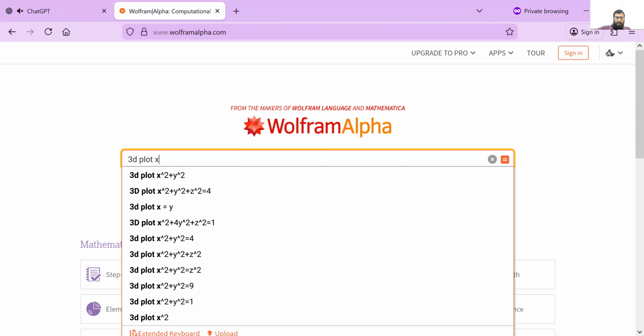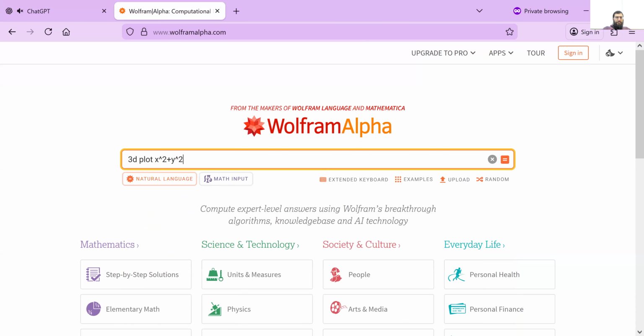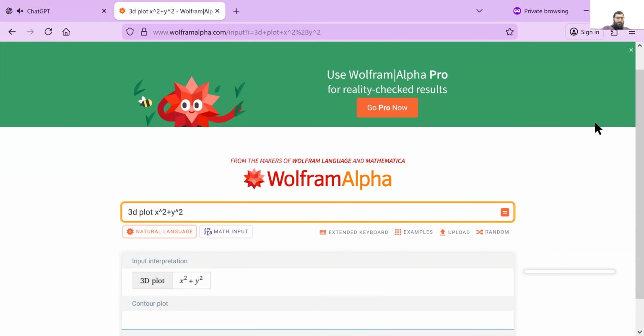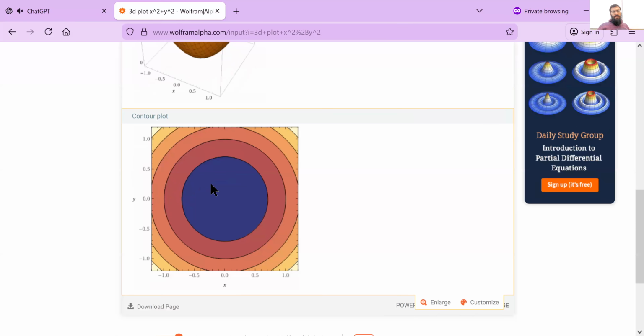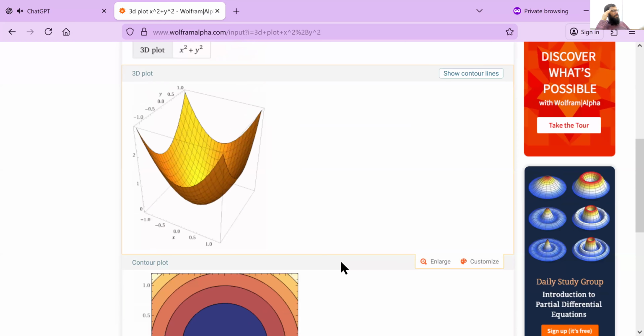3D plot, x squared plus y squared. And here it is, looking from above. Of course, it cut itself as some square, some cube around it. It's an infinite graph unless you take a specific domain. And this is the contour plot. It's called in Hebrew Kaveh Gova. I don't know how you say it.